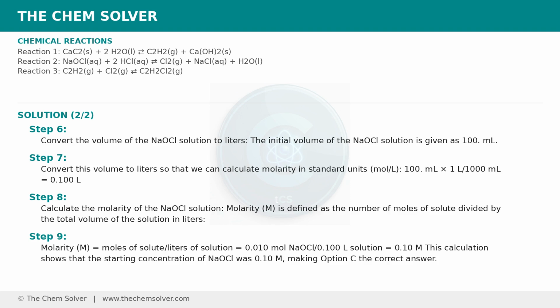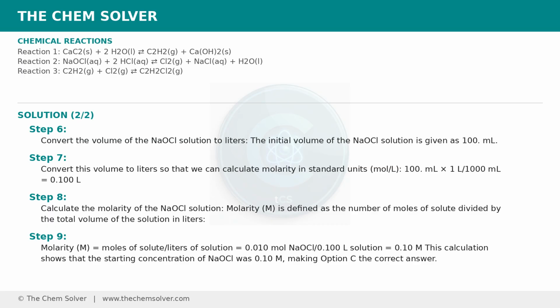Convert the volume of the NaOCl solution to liters. The initial volume of the NaOCl solution is given as 100 mL. Convert this volume to liters so that we can calculate molarity in standard units. 100 mL × (1 liter / 1,000 milliliters) = 0.100 liters.